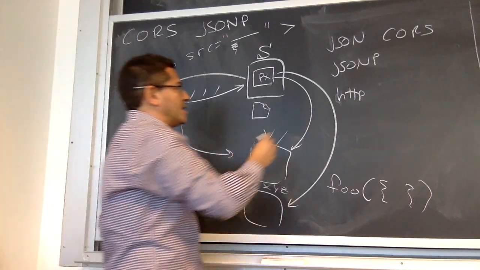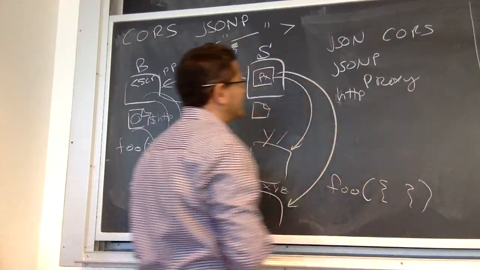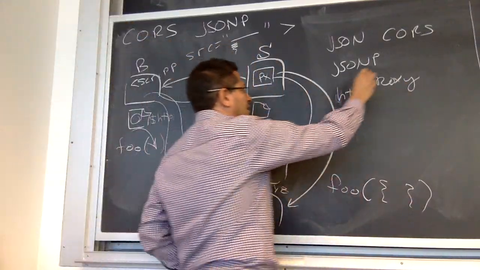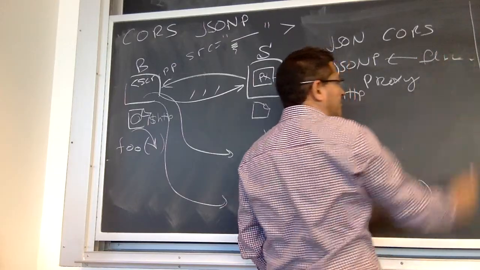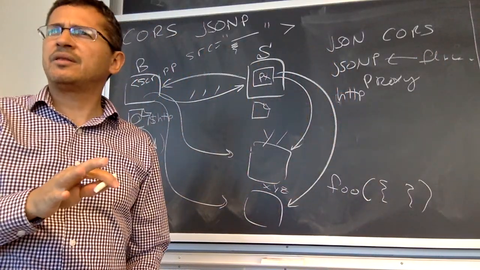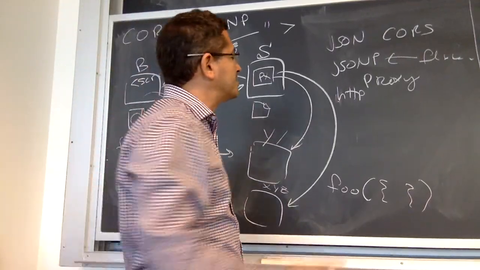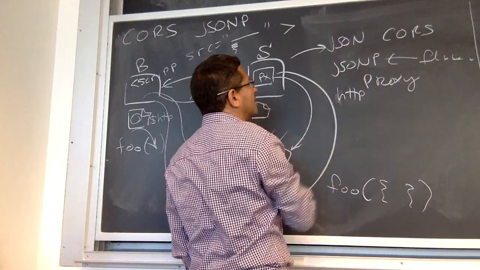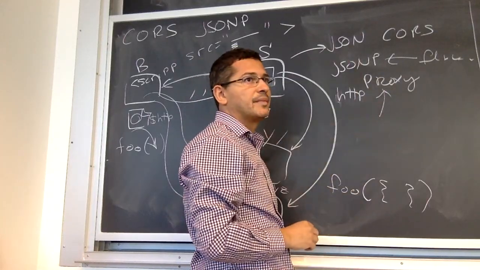So that's a proxy solution. For JSONP, we took a look at the Flickr example. I think we did. I gave you some code that does that. So let's play around with doing it this way and this other way, the proxy and the JSON CORS.